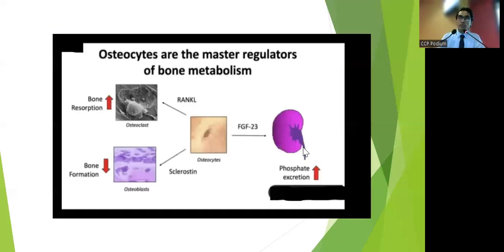The main regulator of bone metabolism is in fact the osteocyte. There are three components secreted by the osteocytes that regulate bone metabolism: RANK-L, sclerostin, and FGF23. RANK-L activates the osteoclasts and thus increases bone resorption. Sclerostin inhibits the osteoblasts and reduces bone formation. And FGF23 acts on the kidneys and increases phosphate excretion. So in fact, all three compounds are negative markers for bone metabolism. They increase bone resorption and reduce bone formation.